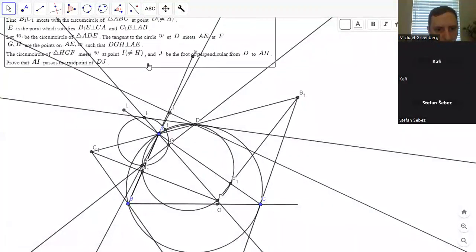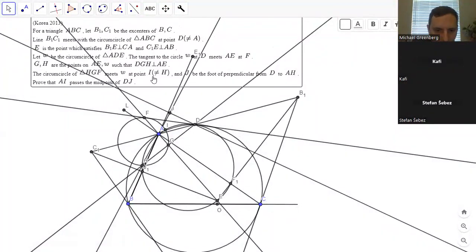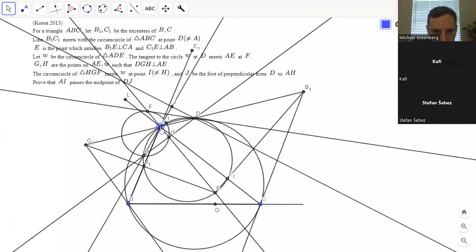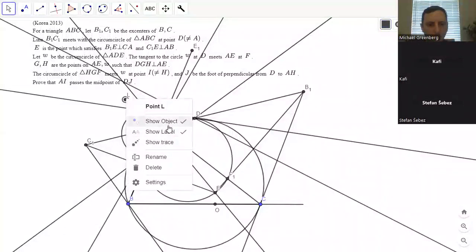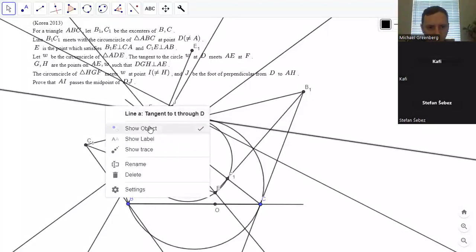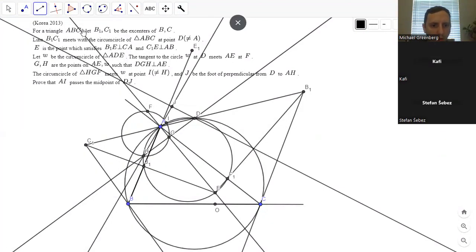Okay. So we have this right triangle ADE. We have its circumcircle. Point G is just the foot of the altitude from D to AE, and H is the intersection with the circle. Point F is the intersection of the tangent from D to the circle with AE. That is how we would define F.